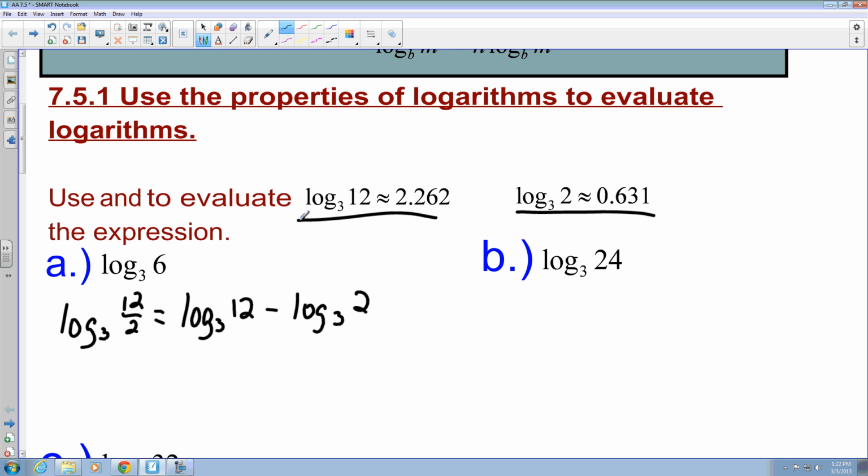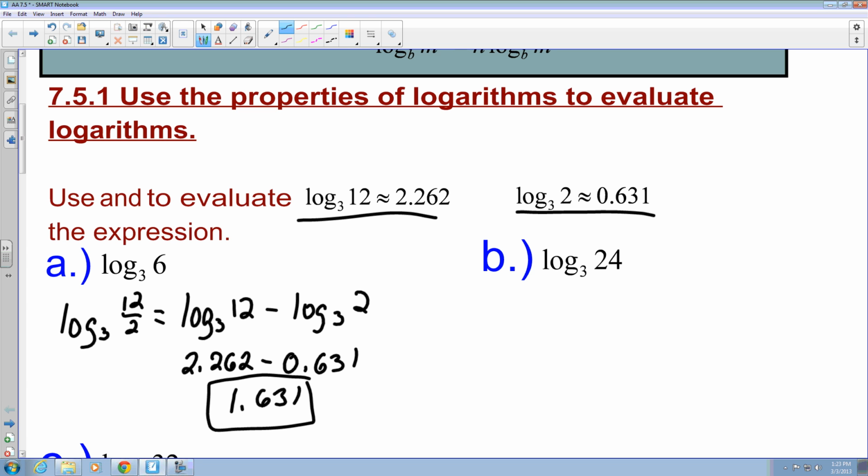And then we know that log base 3 of 12 is roughly 2.262 minus 0.631. Take the difference of those, and it's going to be 1.631. Okay.